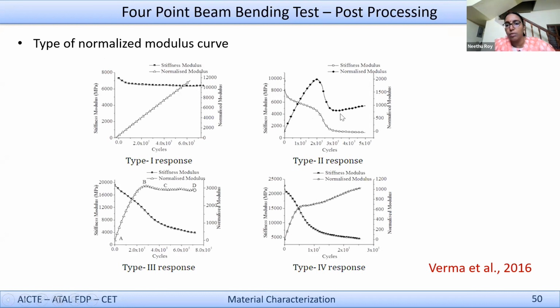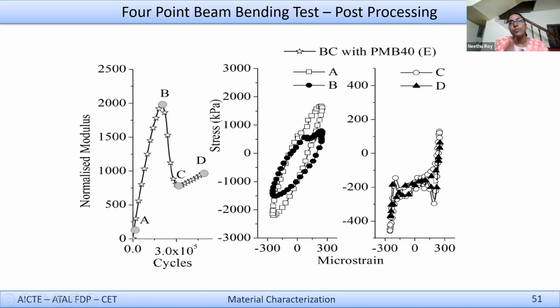This essentially is the normalized modulus. So it increases and decreases. This is a typical response, or it keeps on increasing and somewhat reaches a steady state, or it keeps on increasing like this after reaching a point like this. So there could be different responses, and one needs to be very cautious in interpreting these data.